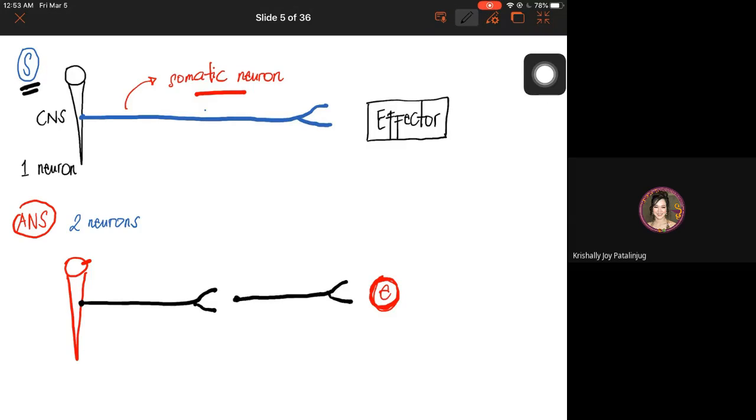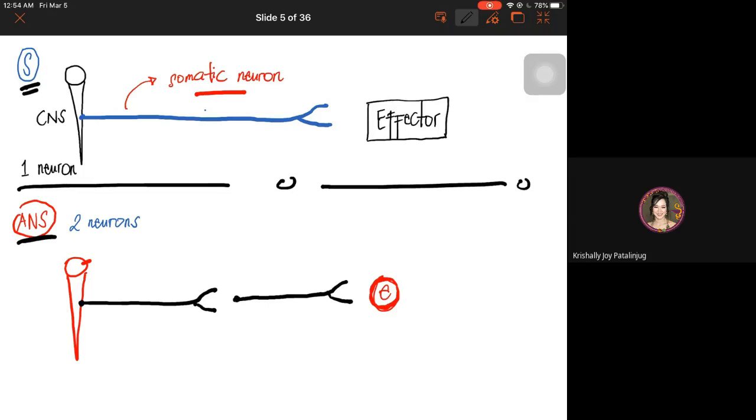Okay? So there are two neurons that bridge the CNS to the effector organs. Now, meron tayong mga terminologies na dapat malaman or dapat familiar kayo about these neurons. Specifically, those neurons na autonomically innervated. Okay? Under tayo sa ANS. Again, you have to familiarize these terminologies na related sa neurons that are autonomically innervated.